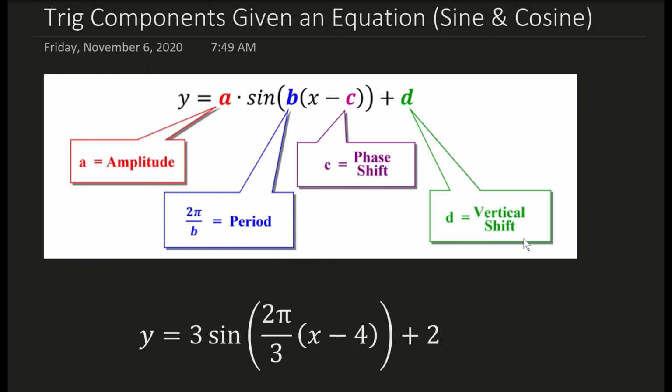So here we are given the equation for a sine graph. So we have y equals a times sine b x minus c plus d. And we've already listed out what these variables represent in terms of sine. So the variable a is going to represent our amplitude, b is the horizontal dilation, it is not the period, c is phase shift, and d is the vertical shift.